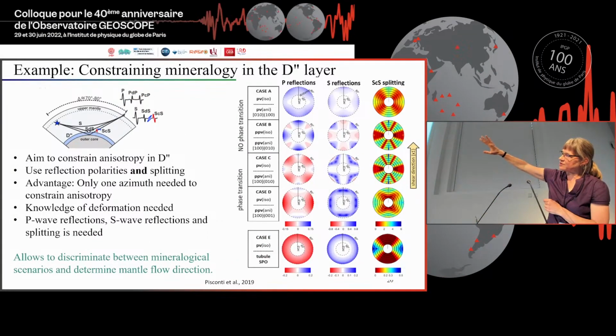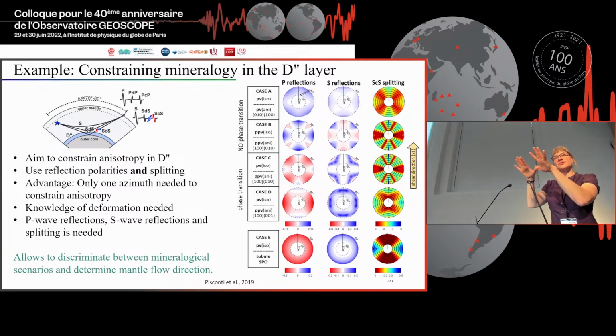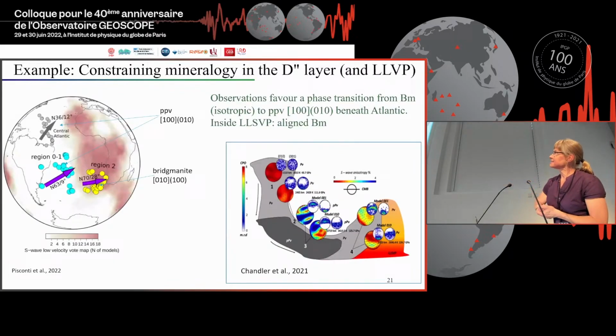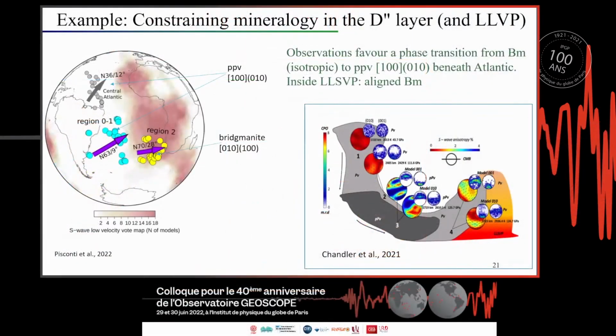And you can see that for each of those cases, the P-wave reflection, S-wave reflection, and the splitting are different, except for the splitting in the second and third row, because it's the same slip system, so they have to be the same. But using then the data to try and explain the data with any of these models, you can actually find out which of the models really is appropriate for a certain region that you look at. And so Angelo has done that, and he has done that for the Atlantic, outside and inside this red area, which is related to the large low velocity anomaly.